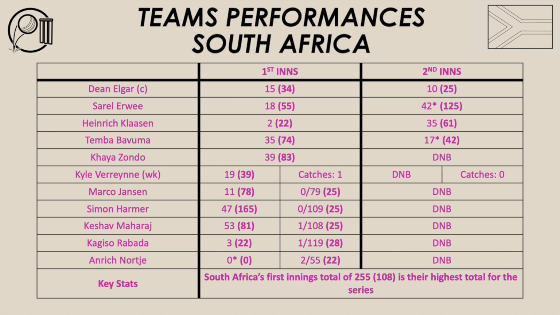But let's talk about how they went about things in this third test match with the bat. We'll start with the first innings. They were bowled out for 255 inside 108 overs. And for South Africa, this was their longest innings in the series in terms of overs faced. 108 overs is the most overs they've faced in the whole series, and also 255 is their highest score for the series as well.